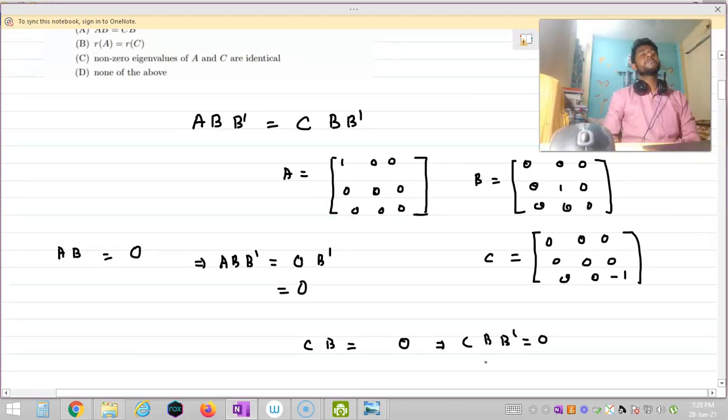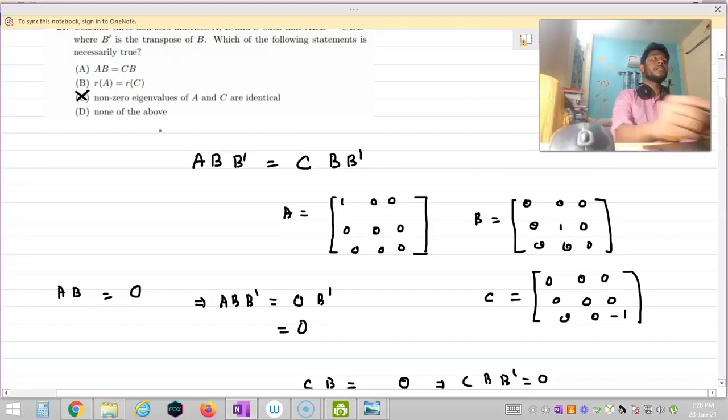Now you can see that I can consider A as a diagonal matrix, and 1 is an element of the principal diagonal. Hence I can say that 1 is an eigenvalue of A, and from this I can say that -1 is an eigenvalue of C. So the non-zero eigenvalues of A and C being equal is not the correct option, as 1 is an eigenvalue of A and -1 is the only non-zero eigenvalue of C. So option C is not correct.